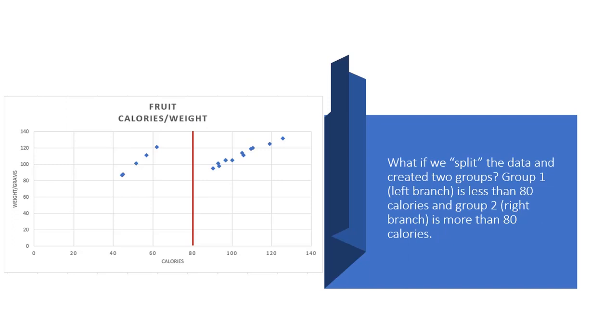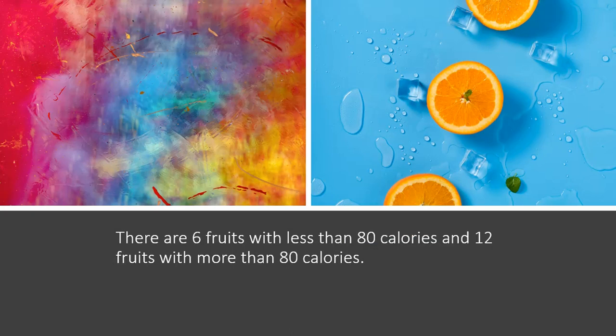What if we split the data and created two groups? Group 1 will be this left branch, and that's going to be those that are under 80 calories. And group 2, this right branch, is going to be the group that is more than 80 calories. There are 6 fruits with less than 80 calories and 12 fruits with more than 80 calories.